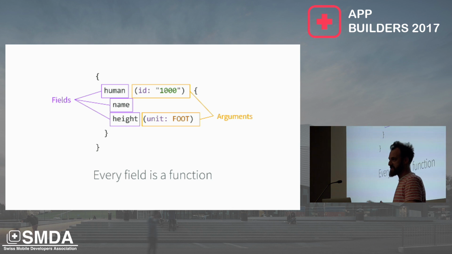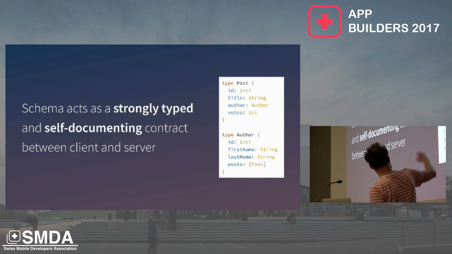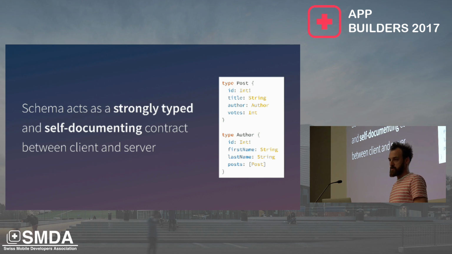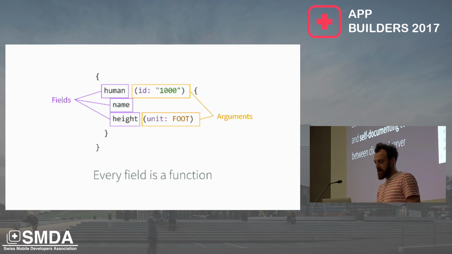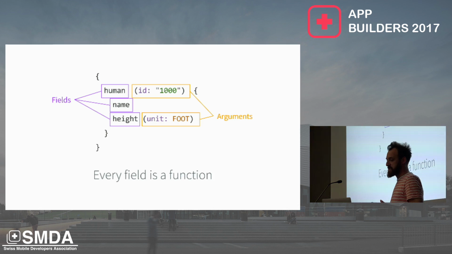So one aside, the fields you see in a GraphQL schema are not just primitive properties. They're actually more similar to functions. They're actually functions, and they take arguments. So you use arguments to parameterize these field calls in a GraphQL query.